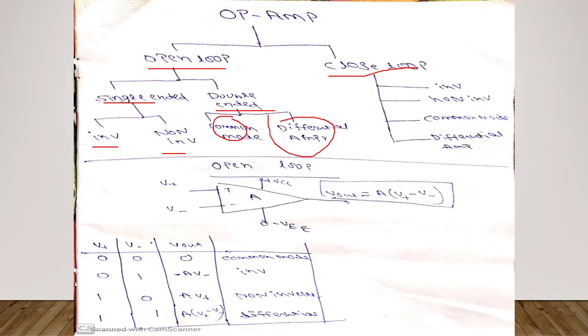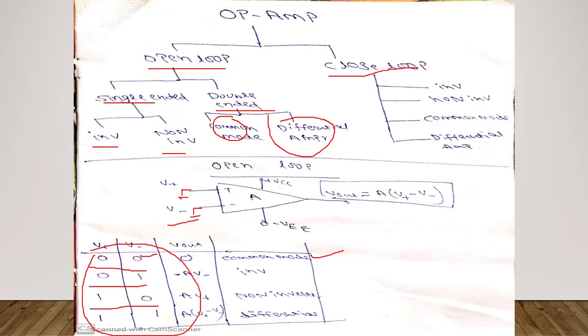Already I told you we have two inputs, and as in logic design we can have four combinations: 0 0, 0 1, 1 0, 1 1. Now what does 0 0 mean? I am connecting V plus to ground, and V minus also to ground. This is called 0 0. That is nothing but both being connected together. This is called common mode.